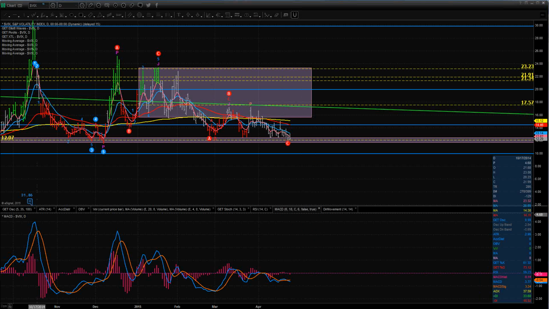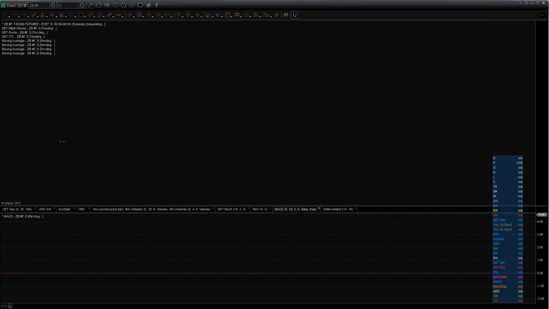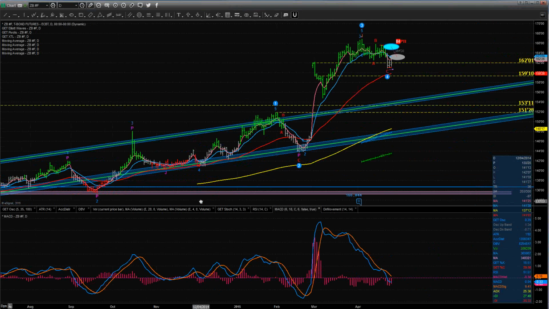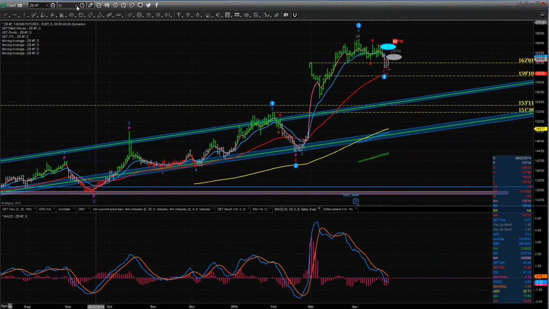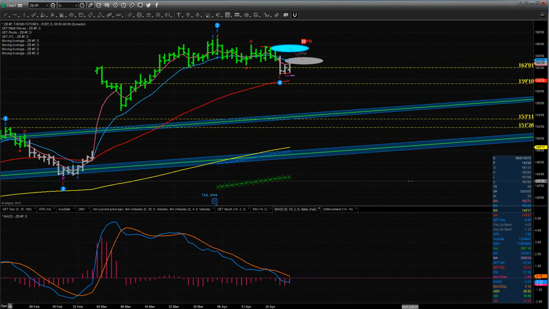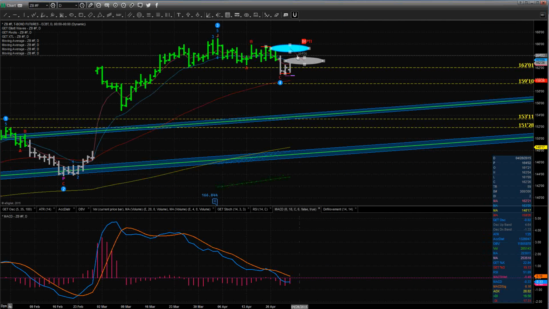The other thing is if we look at treasuries and the bond market, let me increase the size a little bit here, and we'll just get rid of this so you guys can see a little bit better.